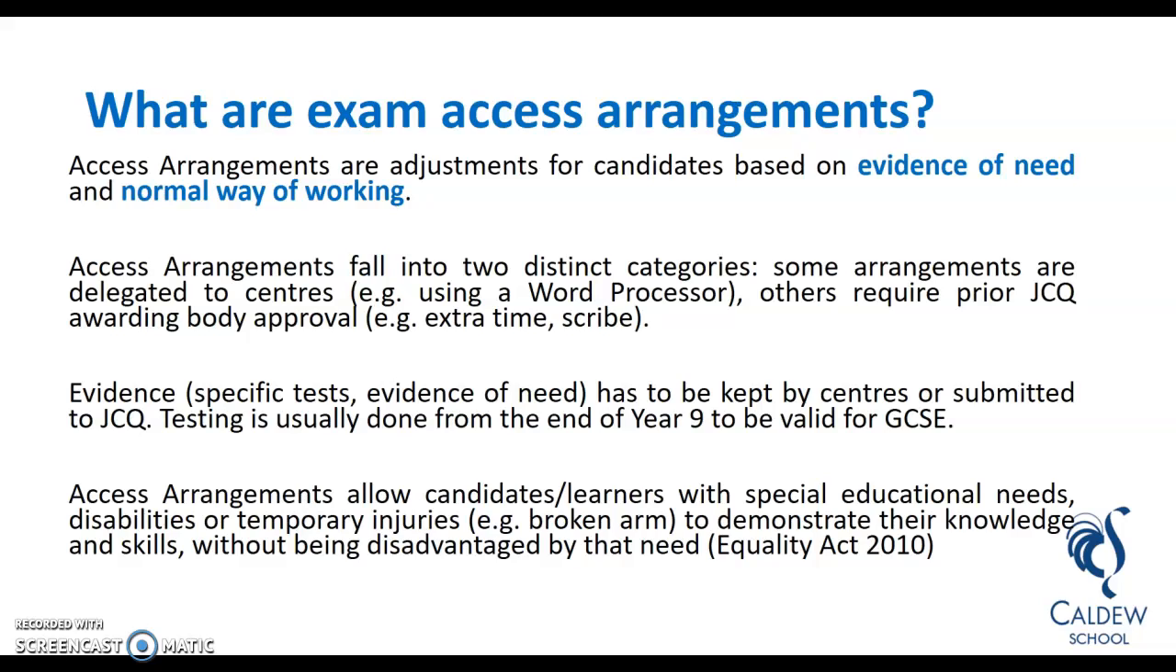Whether it's decided by us or whether it's decided by the JCQ, they still have to be based on the evidence of need and that it is a student's normal way of working. The evidence that has to be provided, so specific testing or any evidence of need like medical information, has to be kept by centres or submitted to the JCQ. The testing is usually done from the end of year 9 in order to be valid for GCSE qualifications.